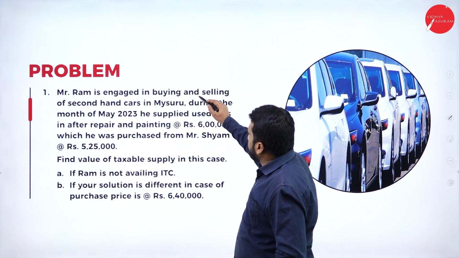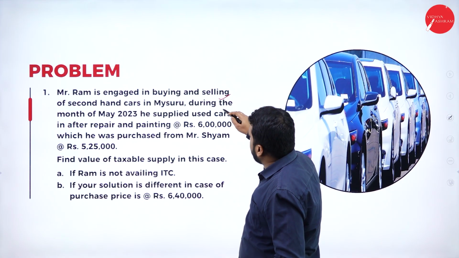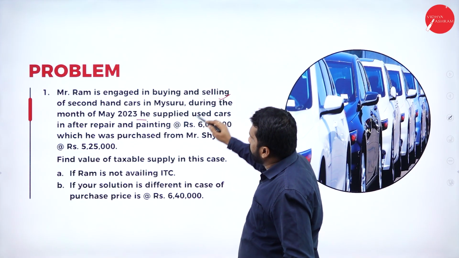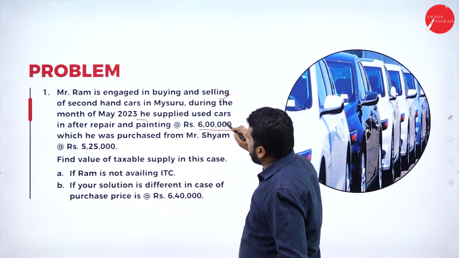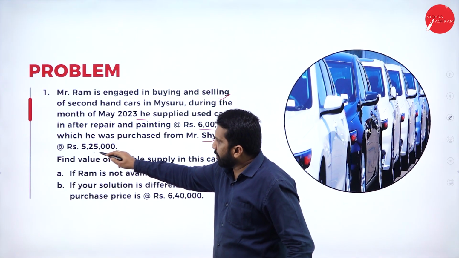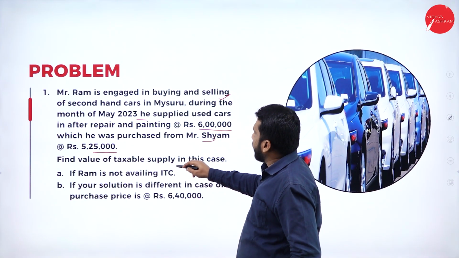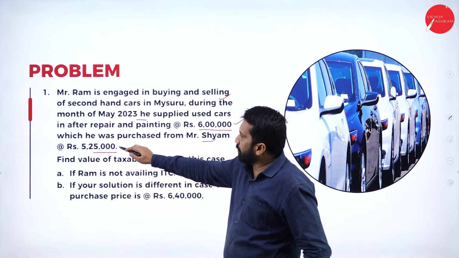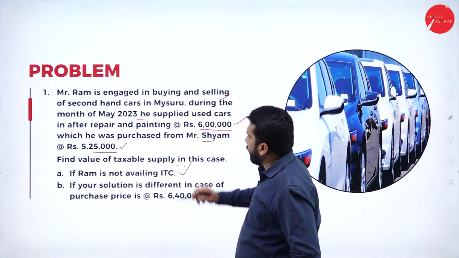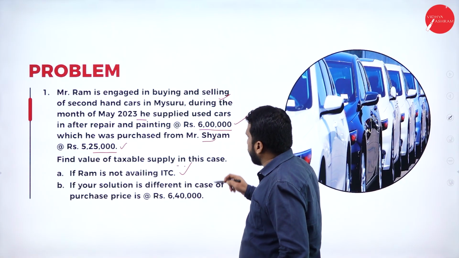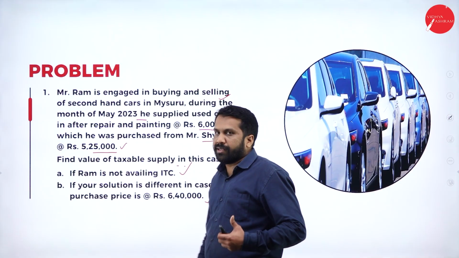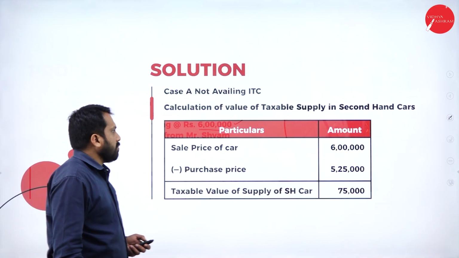Ram is engaged in buying and selling of second-hand cars in Mysuru during the month of May 2023. He supplied a used car after repair and painting for 6 lakh, which he had purchased from Mr. Sham for 5,25,000. Find the value of taxable supply. 6 lakh, worth 5,25,000 which he purchased. If Ram has not availed ITC, would your solution be different in case the purchase price is 6,40,000, more than the actual selling price?